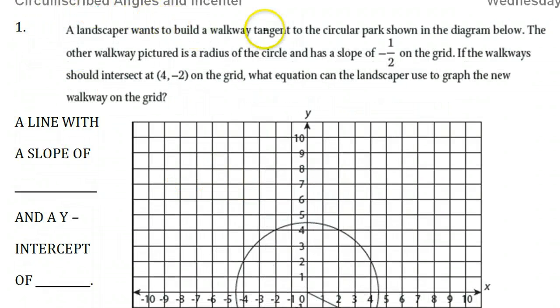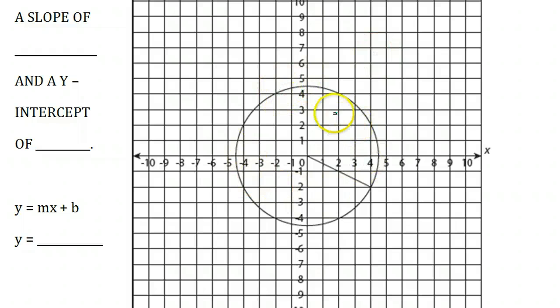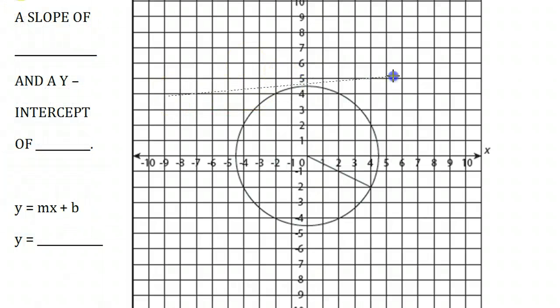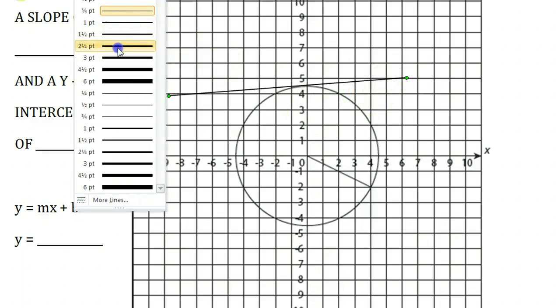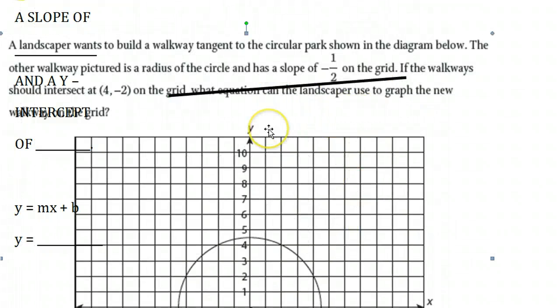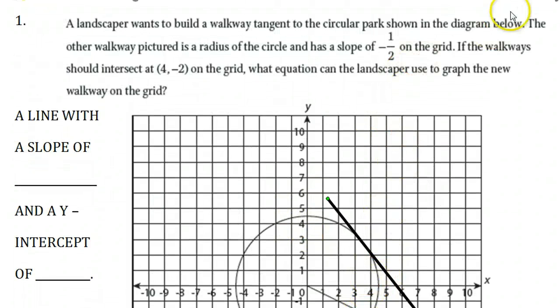A landscaper wants to build a walkway tangent to the circular park shown in the diagram below. Tangent, alright, so this is the circular park. Just for examples of tangent, please remember that a tangent is a line or segment that just touches the circle at one point. So for example, that would be a tangent. I could have drawn it over here as well. That could be tangent. Okay, I could have put it over here. That could be tangent.